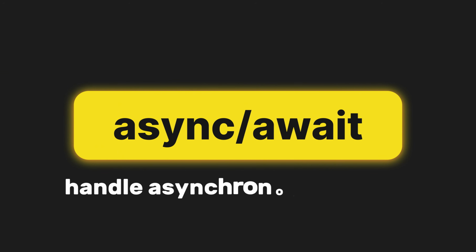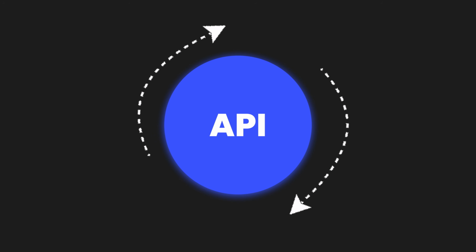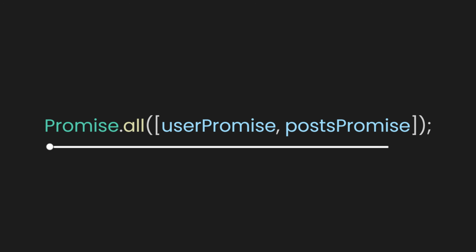In conclusion, async and await are typically used in situations where you need to handle asynchronous operations, such as fetching data from APIs, reading or writing files, handling promises in sequential order, and parallel execution of asynchronous operations.